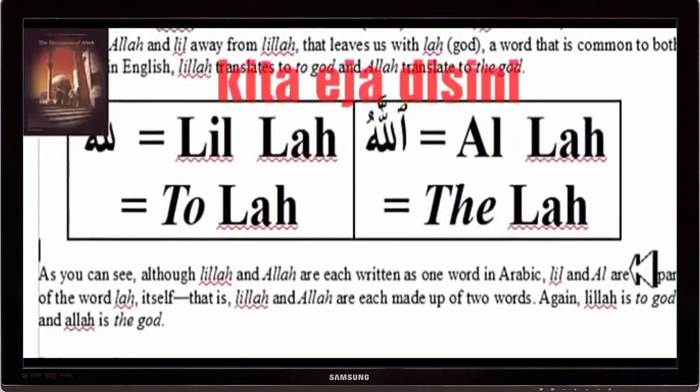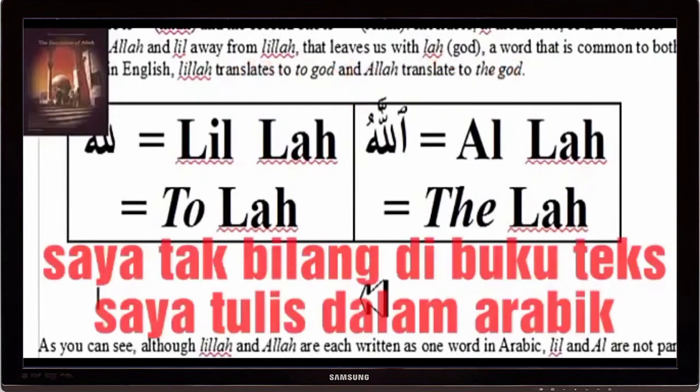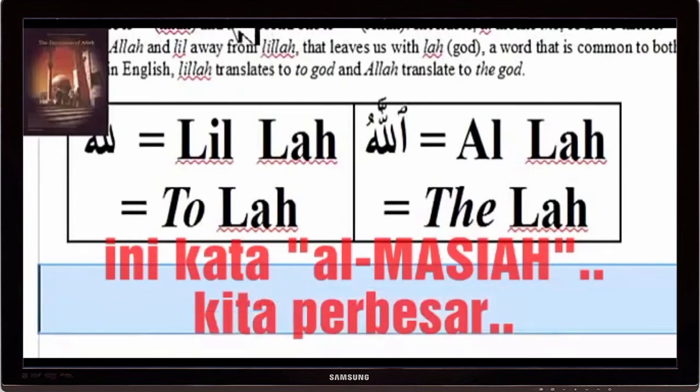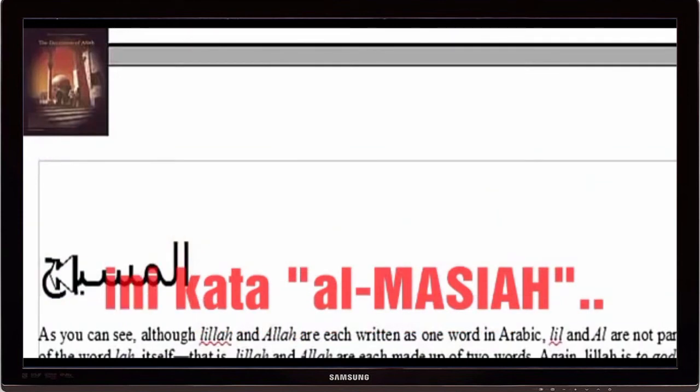The same if we go and see how we write the word Al-Masih. I'm going to do it in here, but I will not save it in the book text. Okay, we will write in Arabic. This is the word Al-Masih. Let us make it bigger. Here we go. This is the word Al-Masih.